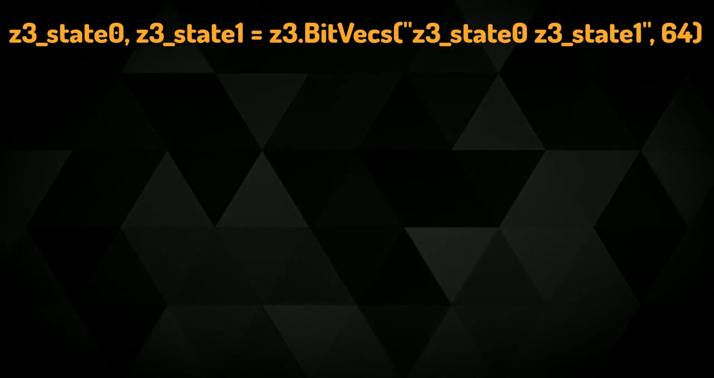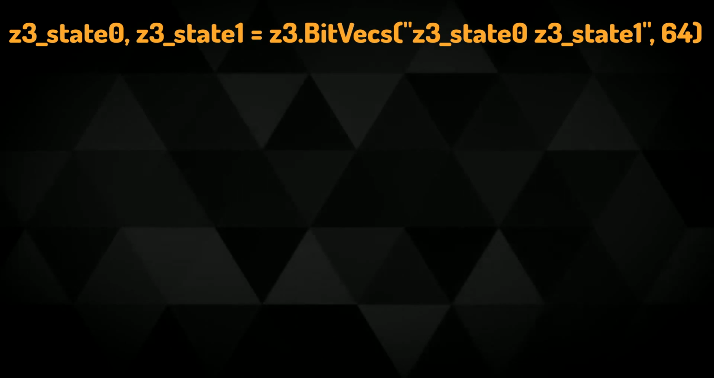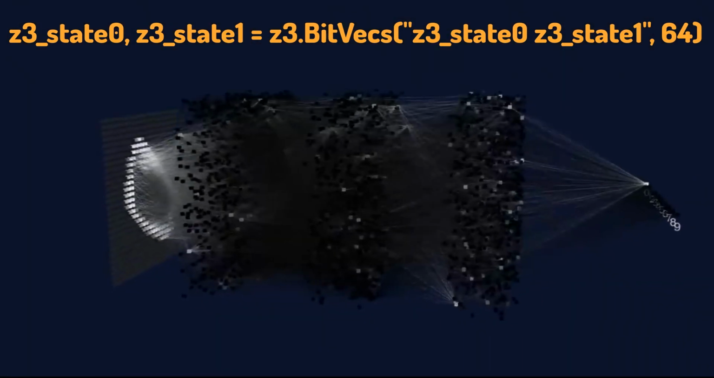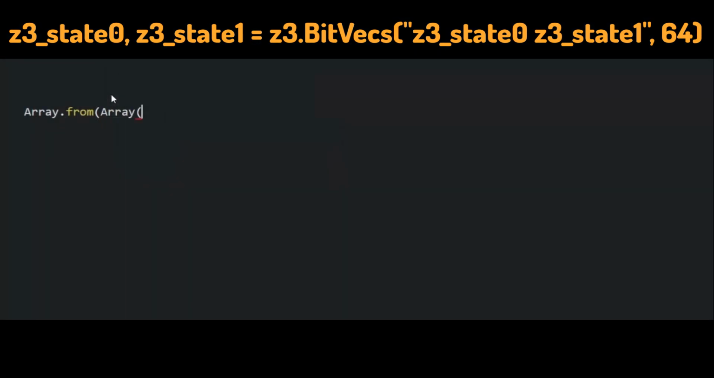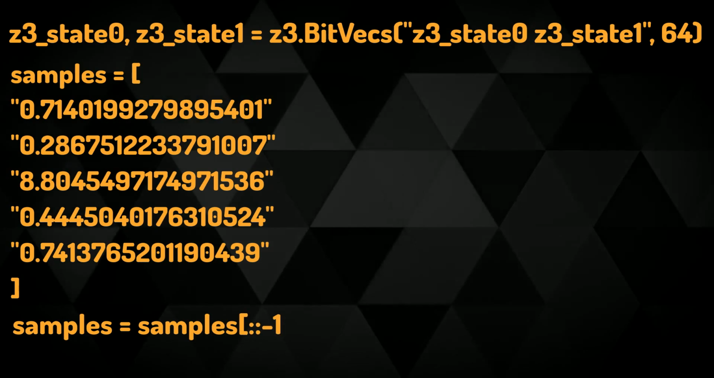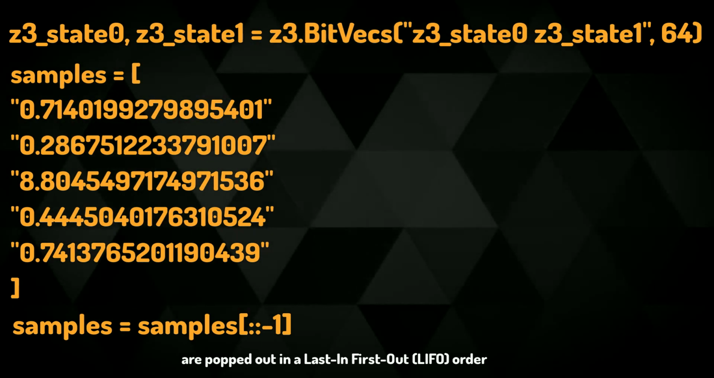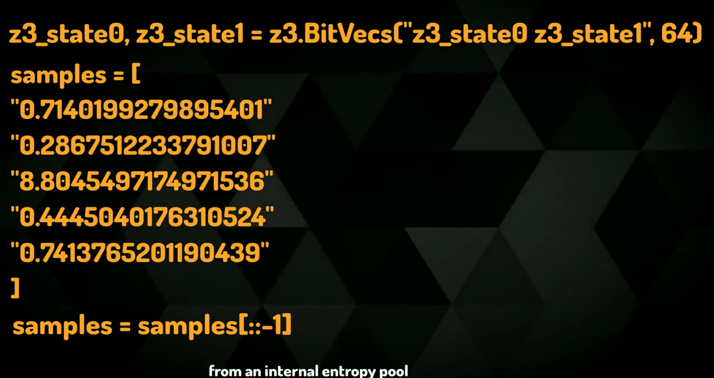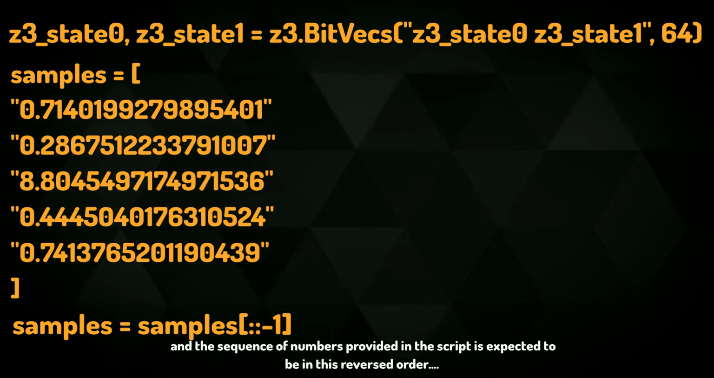I start off by creating two variables, 64-bit values using Z3 placeholders. But to train the model, we need some random values as a sample. So I went to JavaScript and got myself some values, and I put them in the list. Now I need to reverse the list, since the random numbers are generated from the XorShift128+ method and are popped out in a last in first out order from an internal entropy pool. And the sequence of the numbers provided in the script is expected to be in this reverse order.